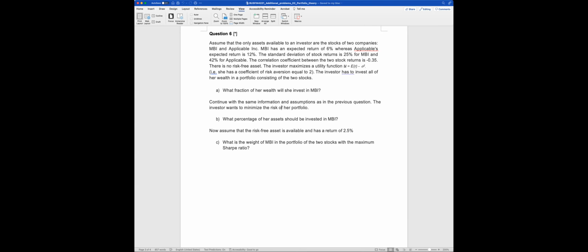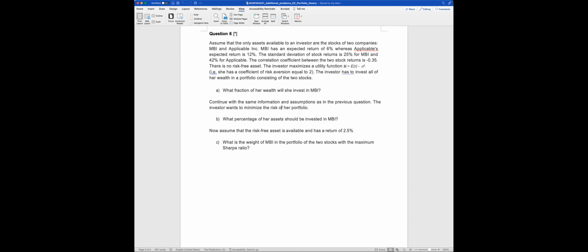The investor maximizes a utility function that is quadratic, so it equals expected return minus sigma squared. In other words, the risk aversion coefficient is 2. The investor has to invest all her wealth in a portfolio consisting of these two stocks. Okay, first question. What fraction of her wealth will she invest in NBI?